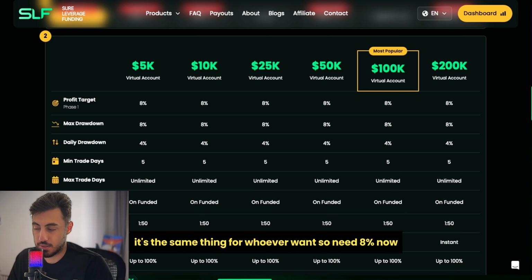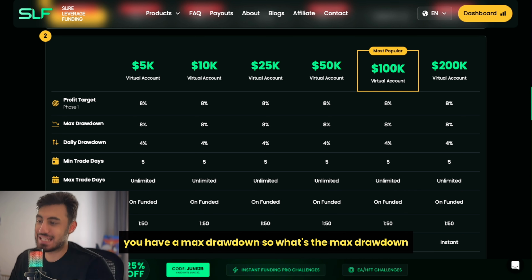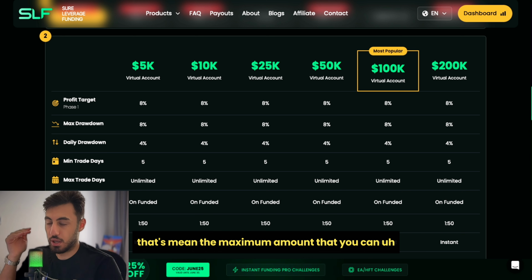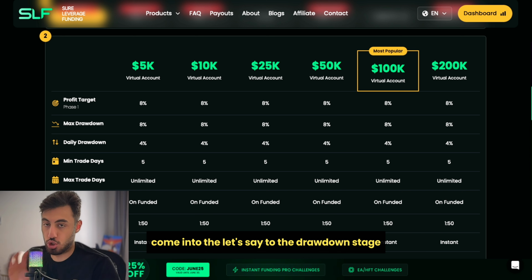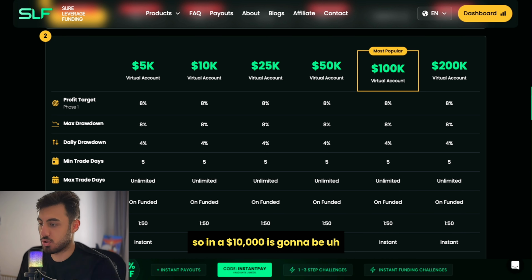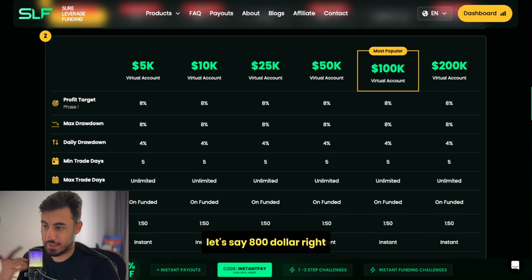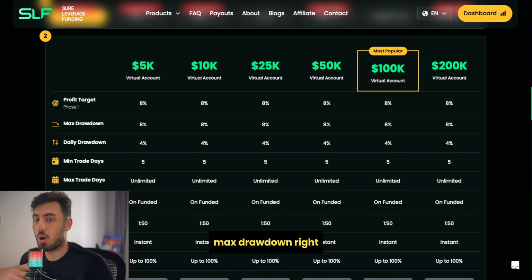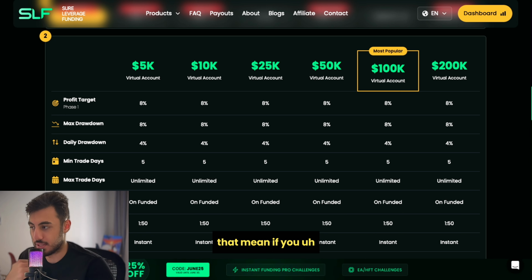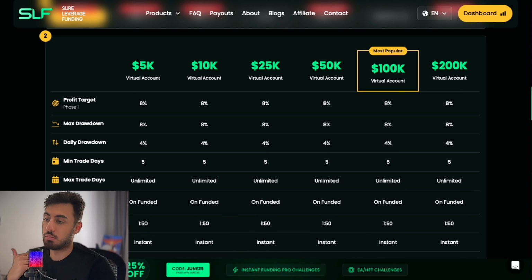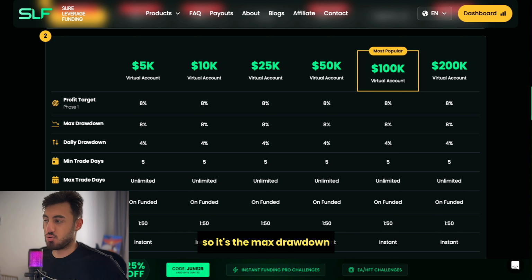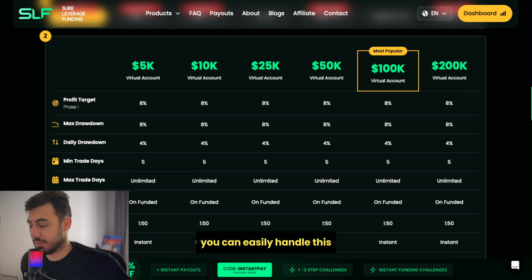So you need 8%. Now you have a max drawdown. What's the max drawdown? That means the maximum amount that you can go into drawdown. On $10,000 it's going to be, let's say, $800, and on 100K it's going to be $8,000. This is the maximum stop loss. That means if you go over, like, 8.1%, you're going to lose the account. So it's the max drawdown. But if you have great risk management, you can easily handle this.